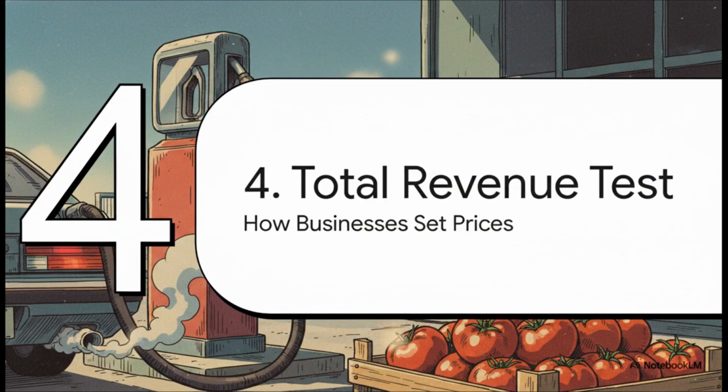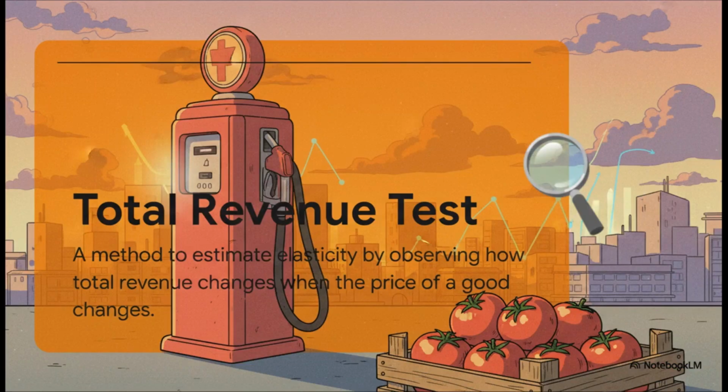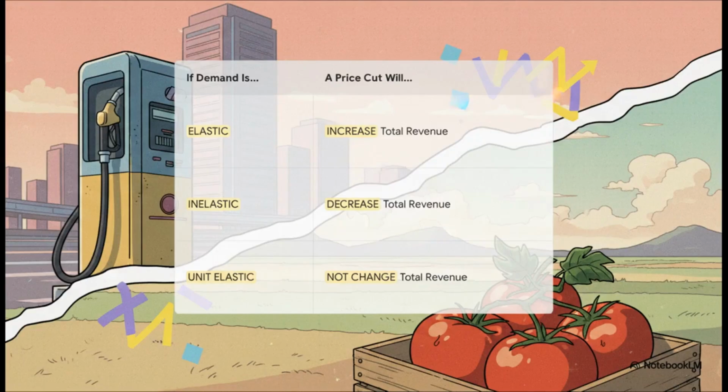How do they figure out if cutting prices is going to help them or actually hurt their bottom line? Well, they use something called the total revenue test. It's a really simple way to see how price changes, customer reactions, and the total money coming in the door are all connected. And total revenue is just the price of one thing times how many of them you sell. The rules here are simple, but man, are they powerful for any business owner.